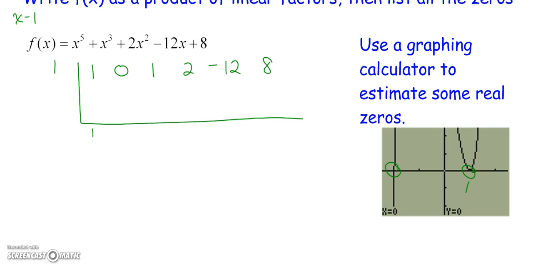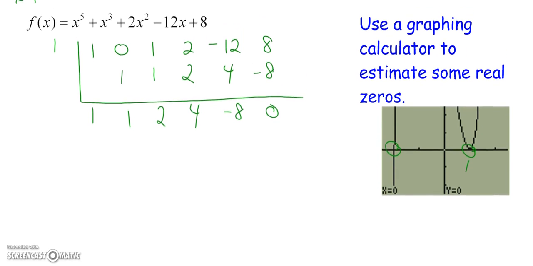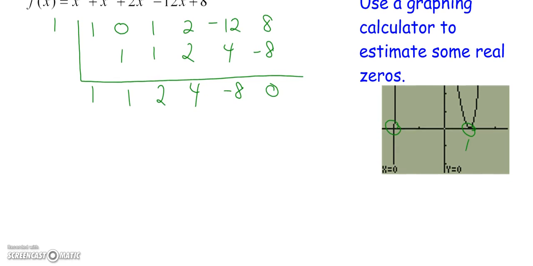So synthetic division, this is going to go quick. Add up, carry over, add them together. Multiply by 1, it's still 2, add them up. Multiply by 1, it's still 4, add them up. Negative 8, multiply by 1, and we get our remainder of 0. This concludes 1 is definitely a 0 here. We believe that 1 is a 0 of multiplicity 2, so we're going to keep going.